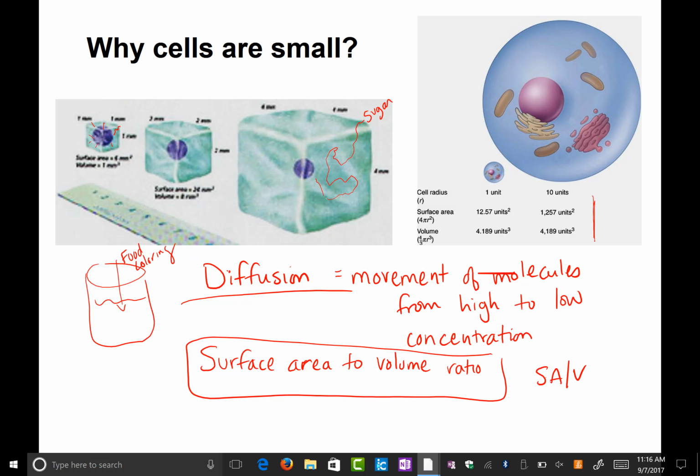So here's a little example of calculations, right? Surface area to volume, and as you increase the volume, you don't necessarily increase the surface area as fast. Right? So you want a large surface area to a small volume. Get things in and out quickly.